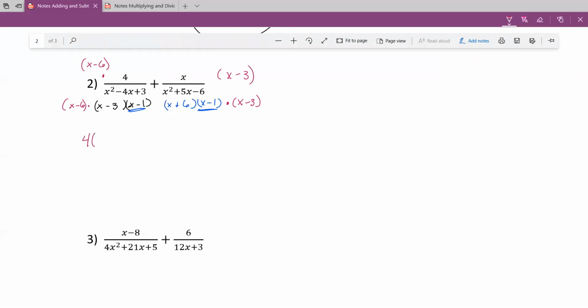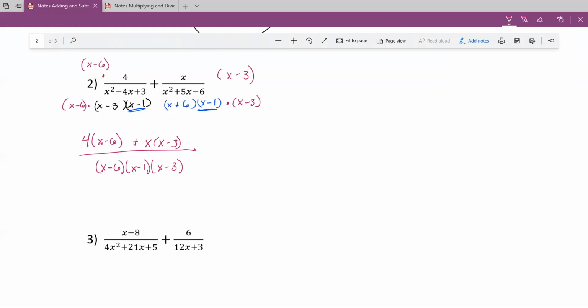So I end up with 4 times the x minus 6 plus x times the x minus 3, all over, and I'm just going to leave it in its factored form. x minus 6, x minus 1, x minus 3.